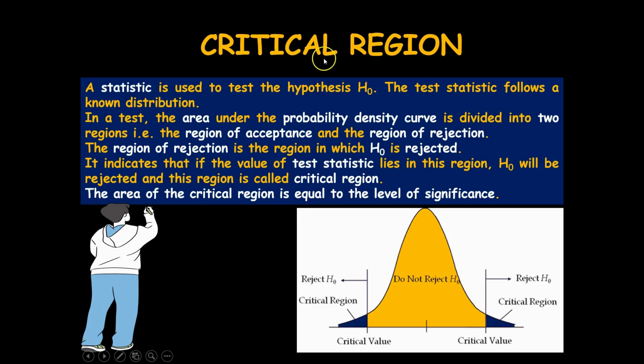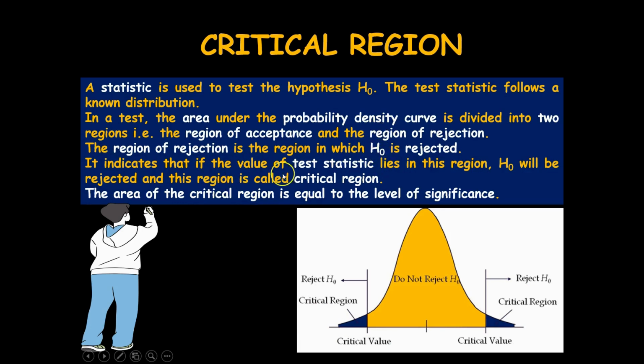Now there is an important concept, the critical region, in testing of hypothesis. In a test of statistics, the area under the probability density curve is usually divided into two regions. One is the acceptance region, which is visible by means of this yellow color, and the other is known as the area of rejection.